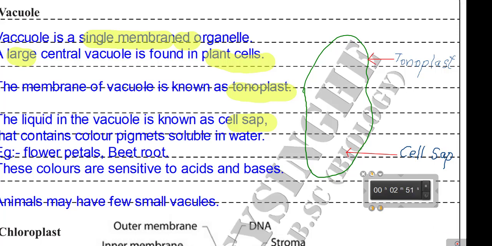While you are drawing, I will just say some part. It's a tonoplast and the cell sap. The membrane of the vacuole is called the tonoplast. And that is called the cell sap, the liquid in there.